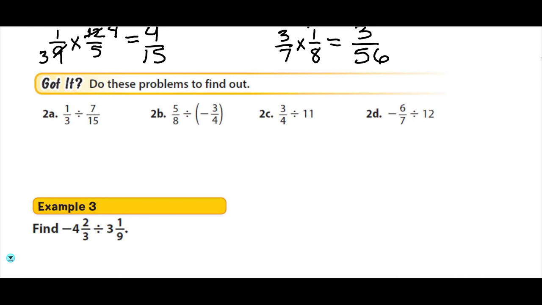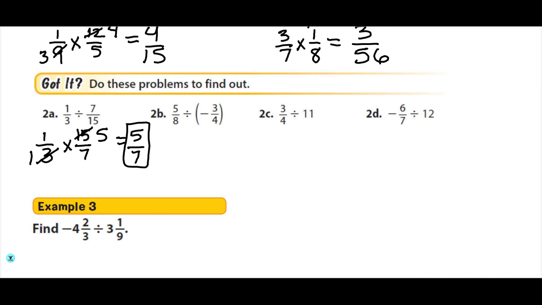And let's try these. We're going to do keep, change, flip. So we're going to do 1/3 times 15 over 7. Now this one does have canceling in it. When I look diagonally, I have a 3 and a 15. 3 goes into both numbers, so 3 goes into 3 one time, and it goes into 15 5 times. And that's it. So we have 1 times 5, which is 5, 1 times 7, which is 7, and there's my answer.